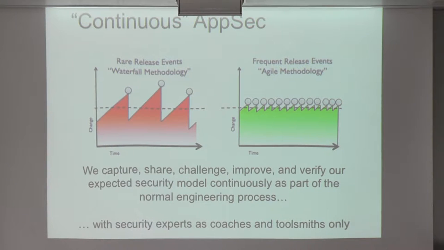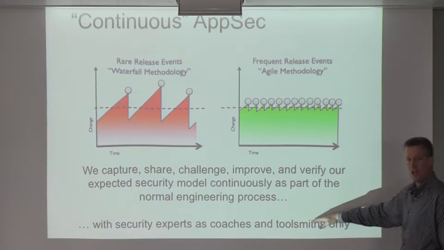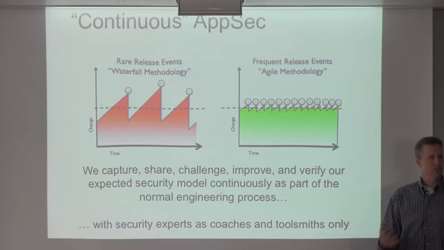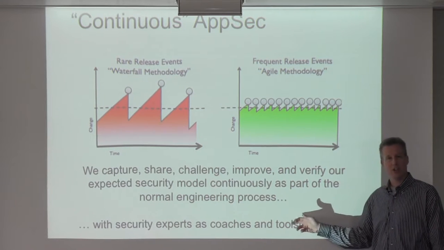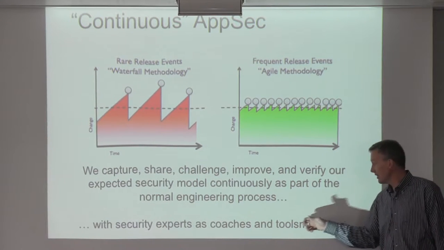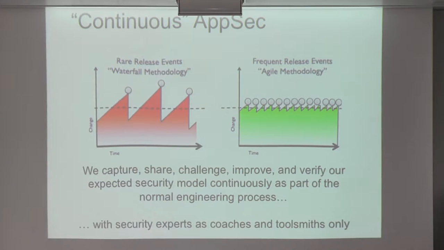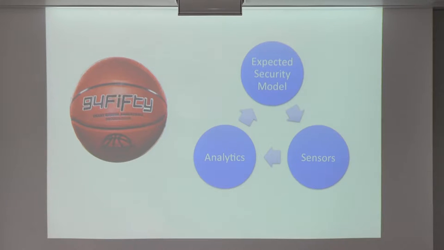So remember that bottleneck. If the security experts are in the critical path for building software securely, then they're a bottleneck and they're going to kill your culture. So you've got to get them out of the critical path. And I think we can do that with this instrumentation approach. So here's how that goes: expected security model, sensors, analytics. This is the core of continuous application security.